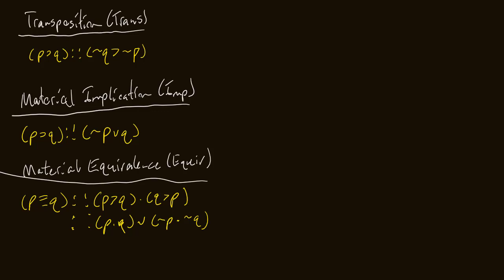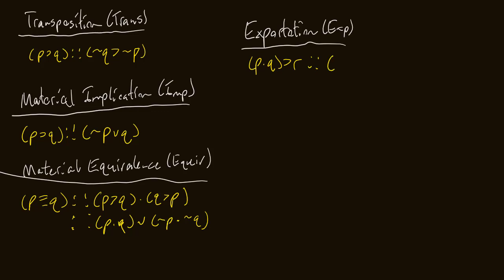So the next one we're going to look at, and we got two more, is exportation. This one, we just denote EXP. Exportation says that if we have P and Q, then R, that will be logically equivalent to P, then Q, then R. So P, and then Q then R is in parentheses.